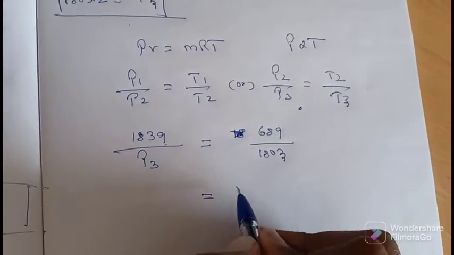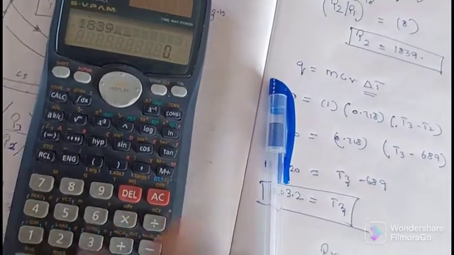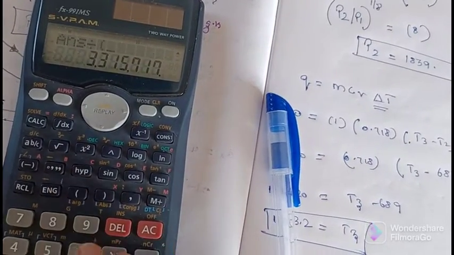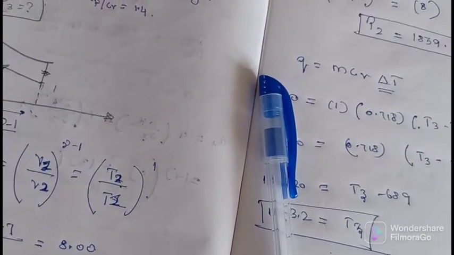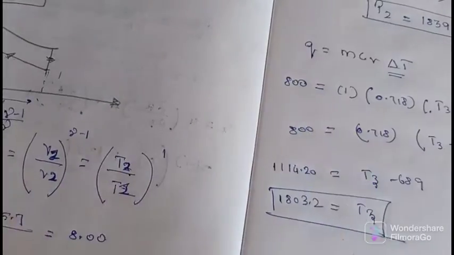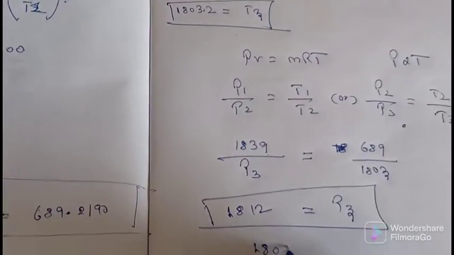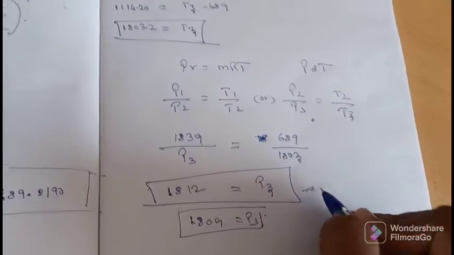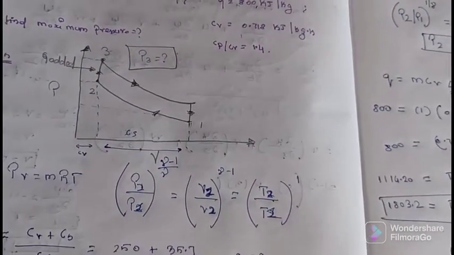On cross multiplying this, P3 is equal to 1839 into 1803, whole divided by 689. We get the answer as 4812. So we are getting 4812, but the exact answer is 4809, which is nearly the same. So P3, the highest pressure value for the given engine, is 4812. Okay, so this is the method how the sum should be approached and solved.